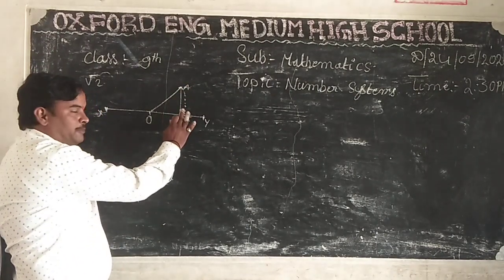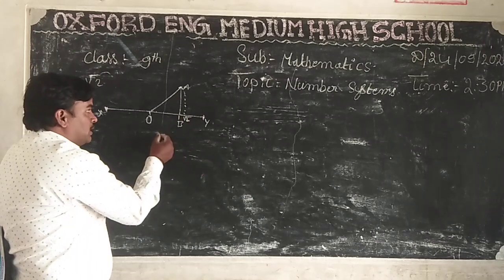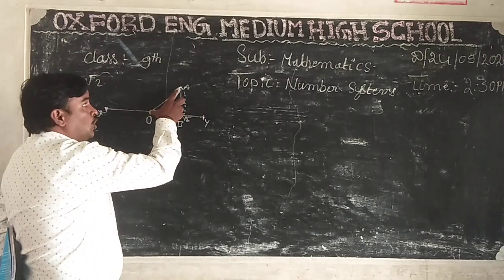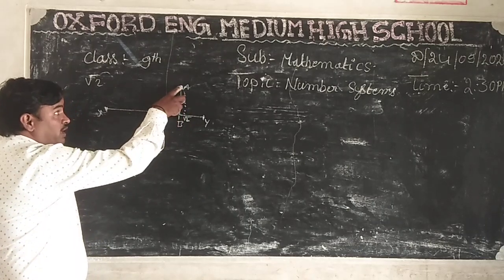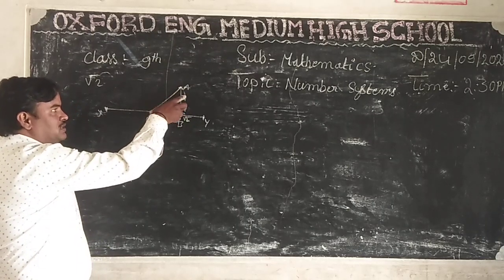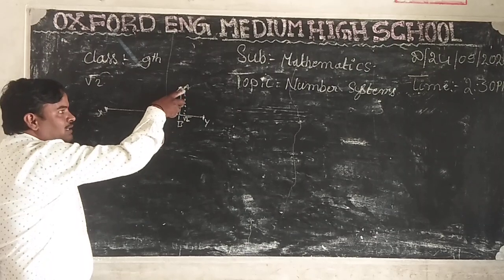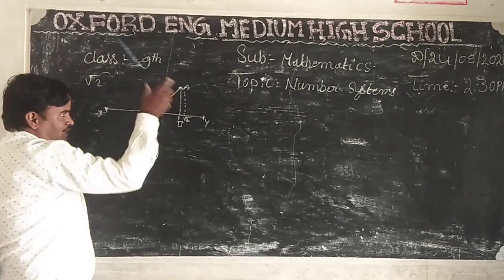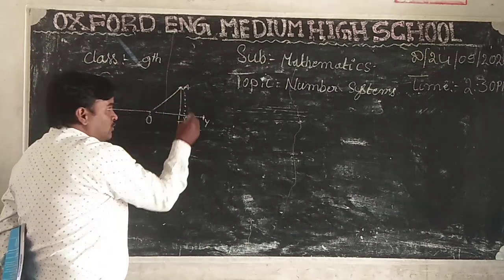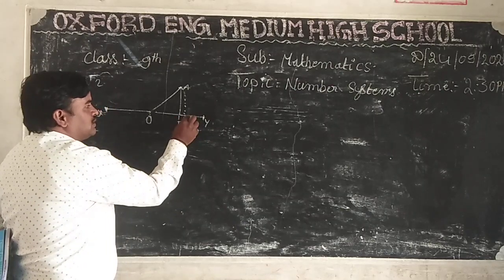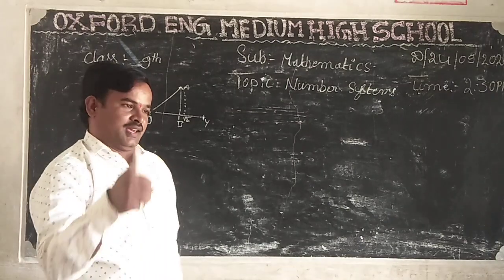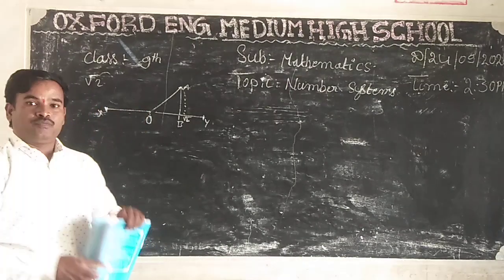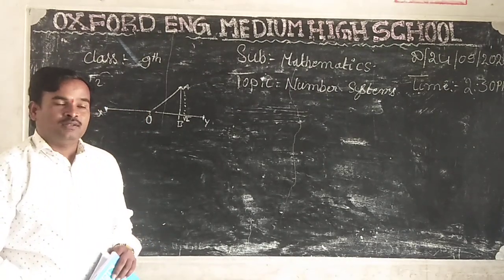After this step, you take your compass, measure OA and draw an arc like this. By using your compass, you draw the arc like this. Where this arc touches the number line, that is root 2. Do you understand? Yes.